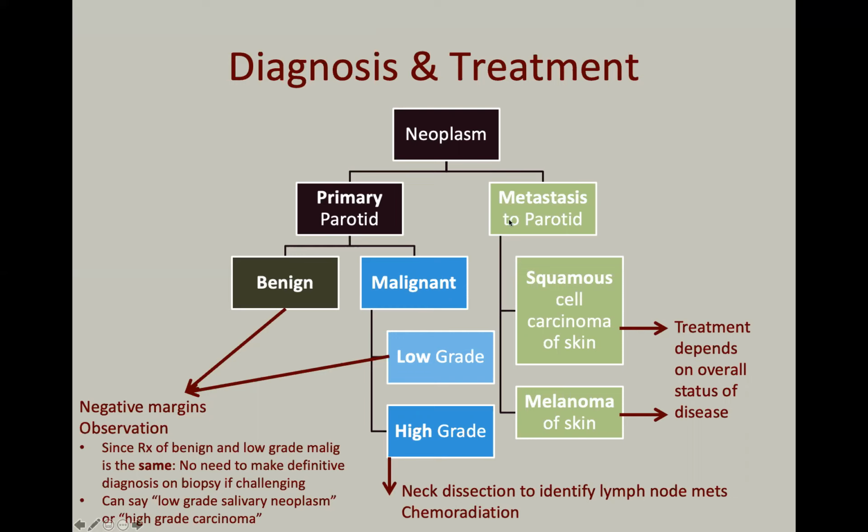So things we want to think about for metastases are going to be things like squamous cell carcinomas of the skin that can metastasize, especially to the periparotid lymph nodes, and certainly things like melanomas. We've seen a number of these, both of these in our clinical practice.